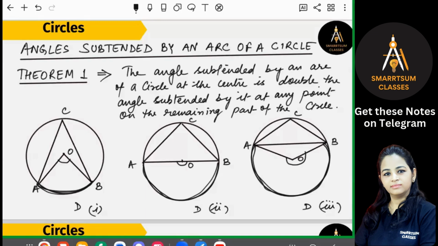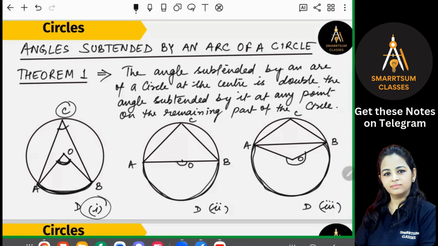According to this theorem, if we consider the first diagram, where AB is the minor arc and the angle subtended by it is AOB, this angle will be double. We have taken a point C here, and you can take C anywhere in the remaining part of the circle. So angle AOB will be double of angle ACB. This is the theorem. Is that clear?